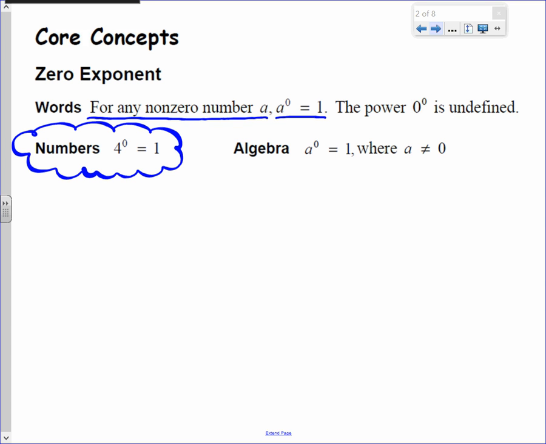How many numbers are not non-zero? How many numbers are not non-zero? Go ahead. How many numbers are not non-zero? There's one. What number is it? 0. 0 is not non-zero. 0 is 0. So any number that's not 0, if it's raised to the 0 power, it's going to be 1.